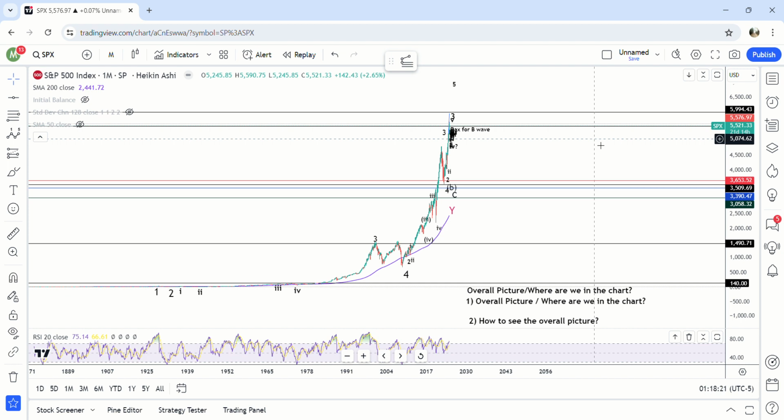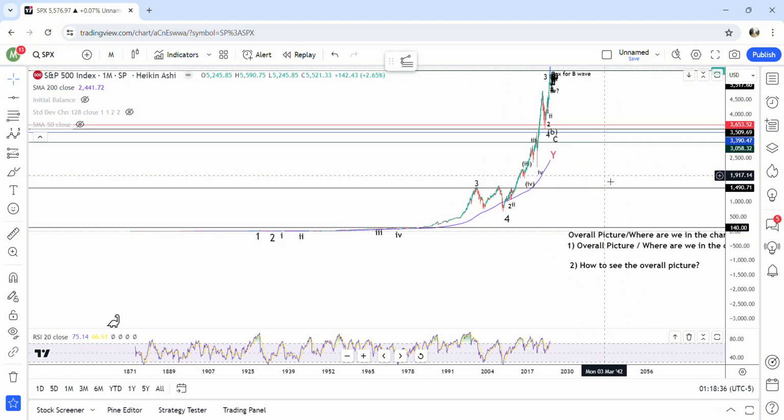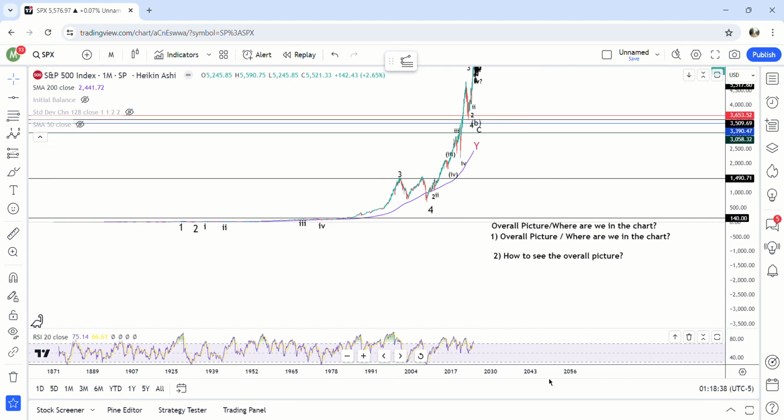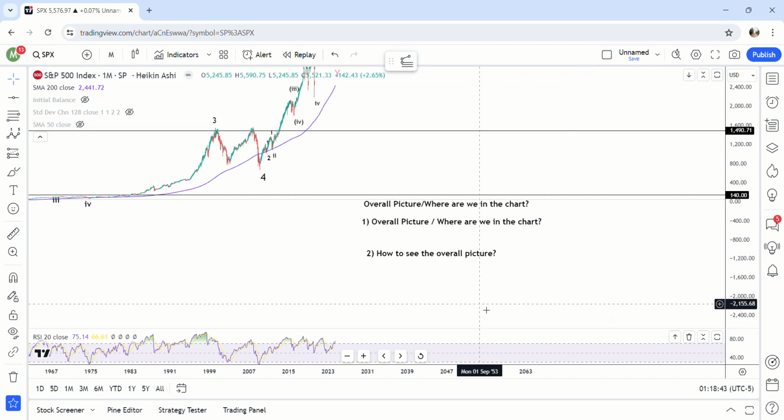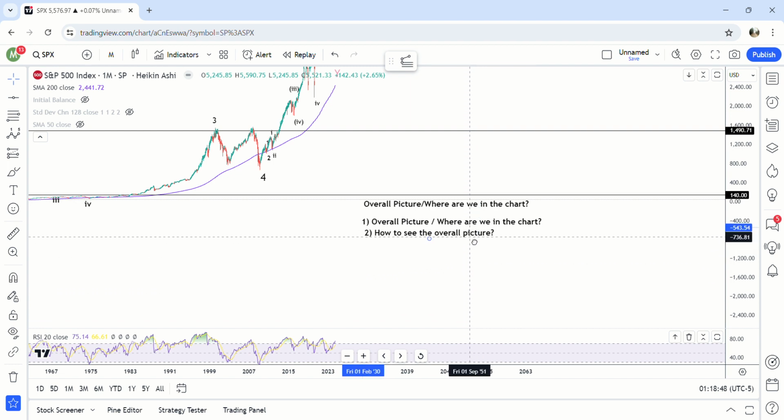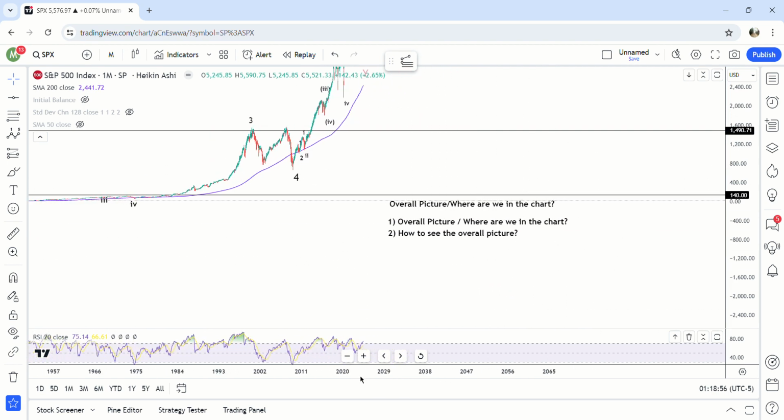So I would say I use the log chart 95% of the time, but sometimes for retracements, the regular chart will give you better targets. So that is pretty much it for seeing the overall picture, where we are in the chart. This is going to save you so much time, so much money, so much frustration. Obviously, it takes a lot of discipline to trade as well, but this is going to save you so much money. I cannot stress it enough.